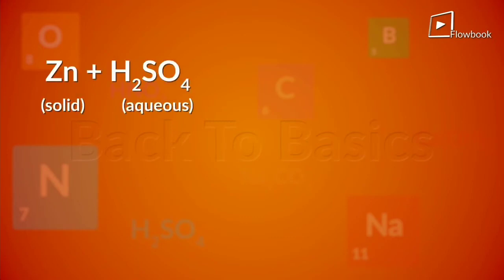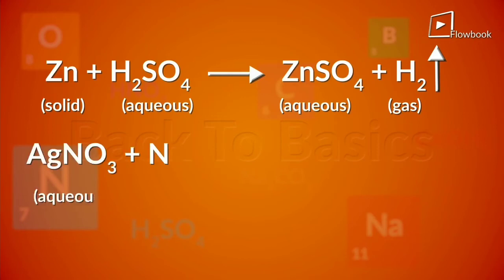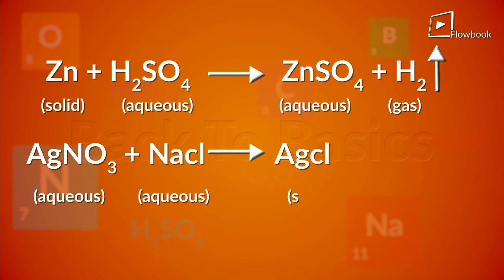For example, Zn solid plus H2SO4 aqueous gives ZnSO4 aqueous plus H2 gas, which is evolved, so it's represented using this symbol. And then AgNO3 aqueous plus NaCl aqueous gives us AgCl solid, which is a precipitate formed, plus NaNO3 aqueous.